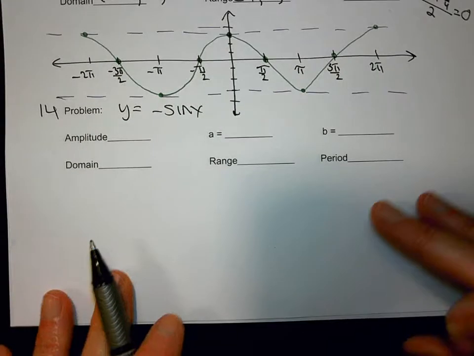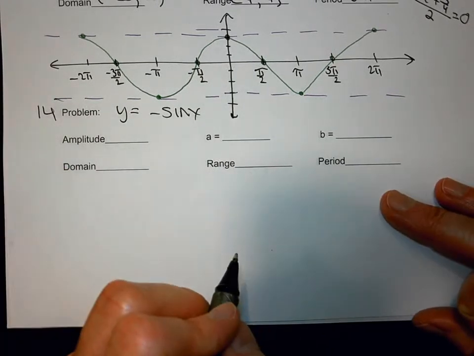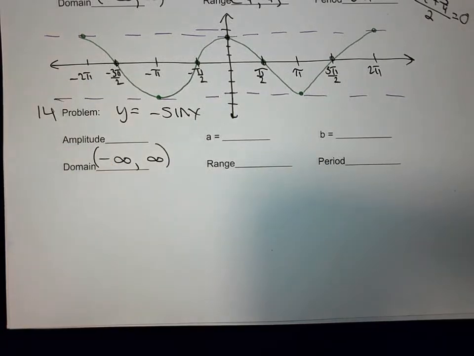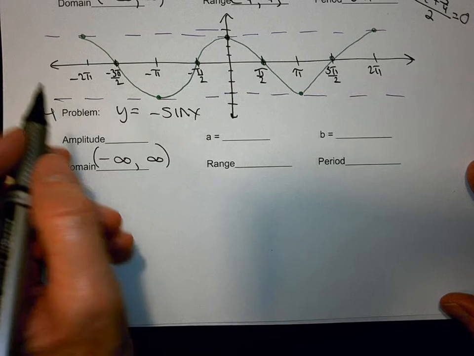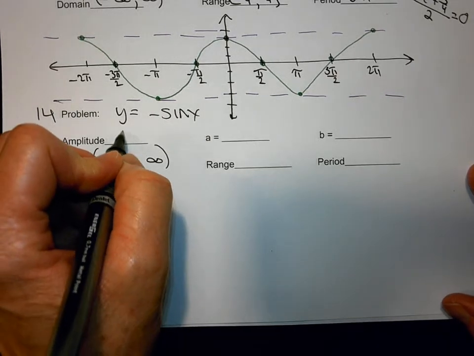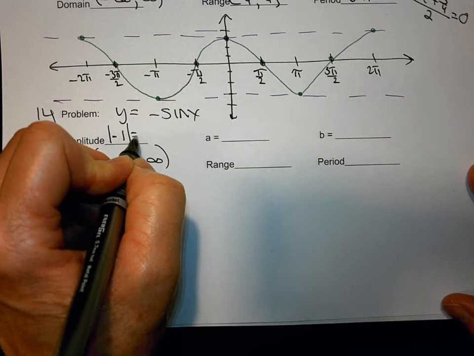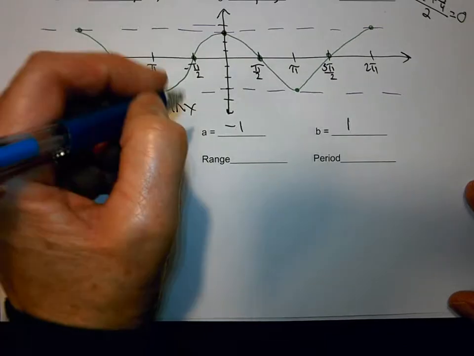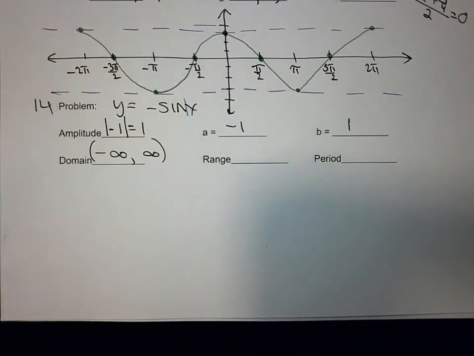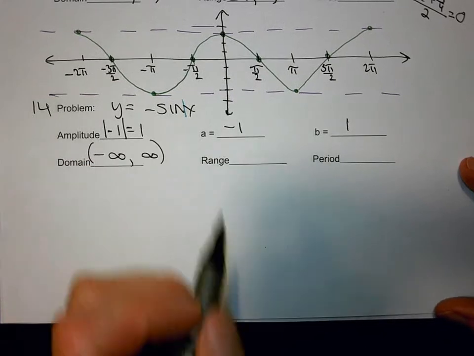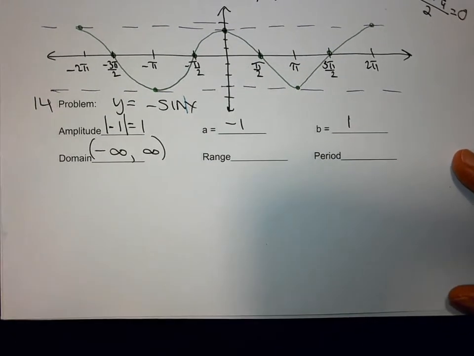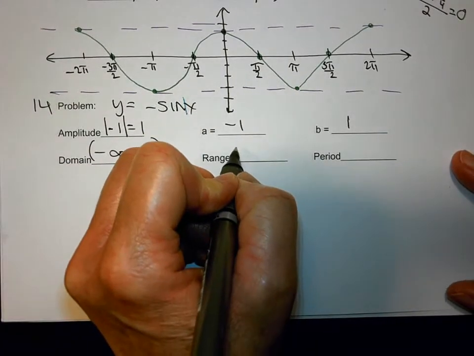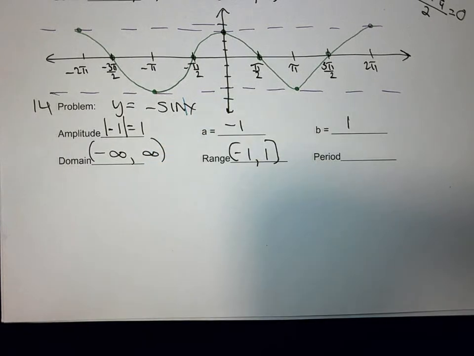So again, we know it's a sine graph, so we know its domain is going to go continuously left and right, negative infinity to positive infinity. We know our amplitude is 1 because it's the absolute value of a. My a is actually negative 1, and my b again is the invisible 1 in front of the x value. So my range is going to just go up and down by 1, from negative 1 to 1.